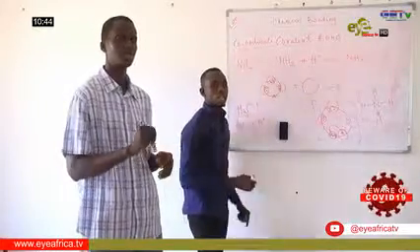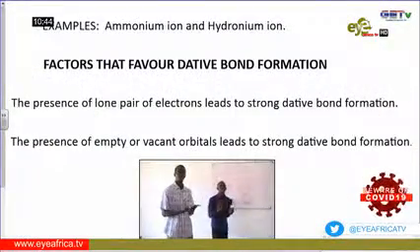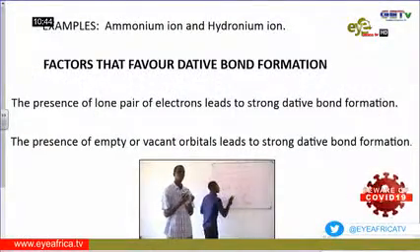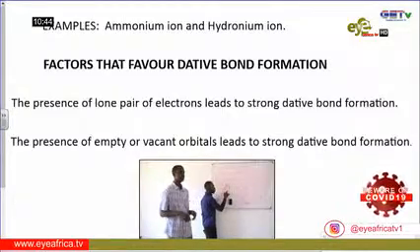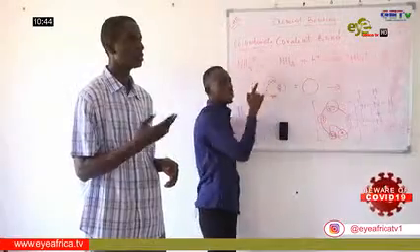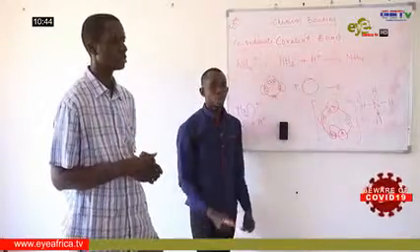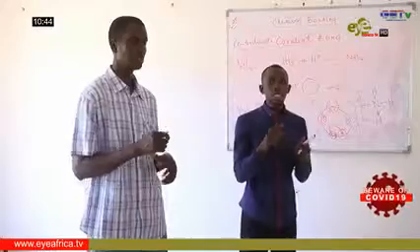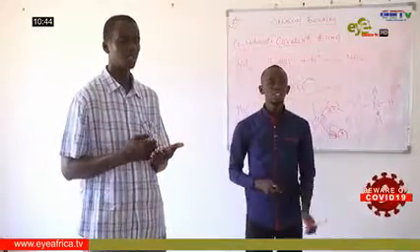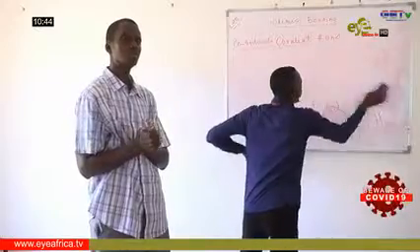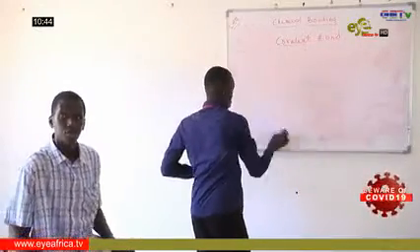Lone pair of electrons, so that it will satisfy this vacant cell. The next thing is the presence of empty or vacant cell or vacant orbital leads to strong dative bond formation. See now, if this one also was not empty, this nitrogen now will not be able to donate the electrons, or donate these 2 electrons, to the hydrogen. So in any kind of dative bond, there must be presence of lone pair electrons and also presence of vacant cell.